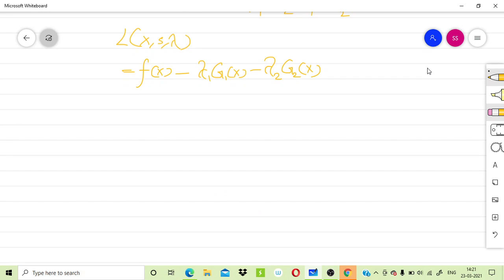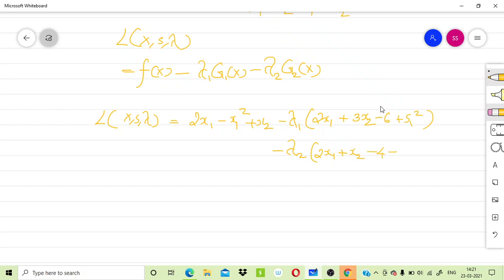So L of x, s, lambda will be equal to 2x1 minus x1 square plus x2, that is your f of x, minus lambda 1 into 2x1 plus 3x2 minus 6 plus s1 square, and minus lambda 2 into 2x1 plus x2 minus 4 plus s2 square.